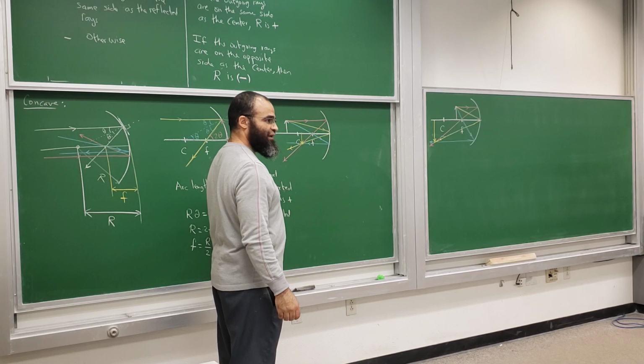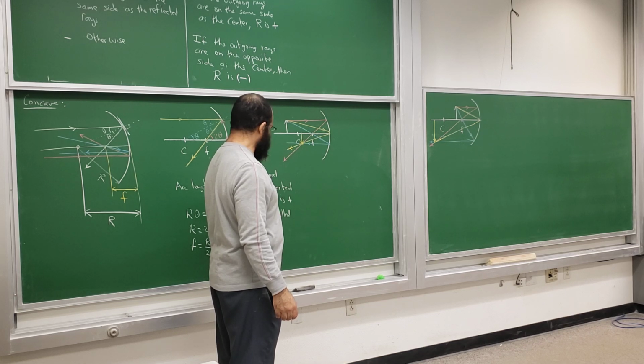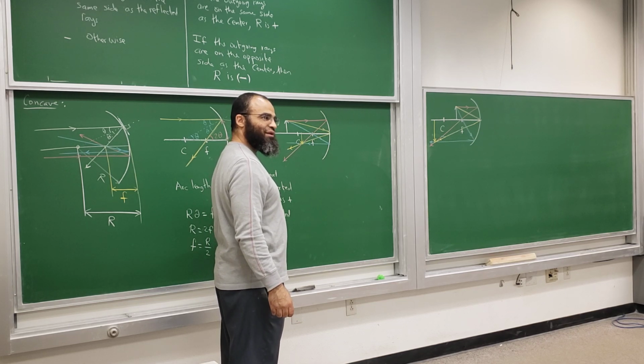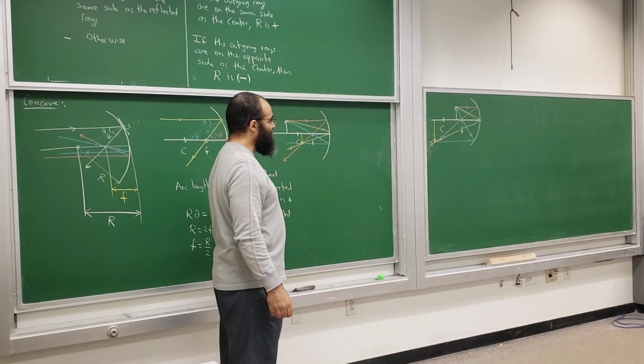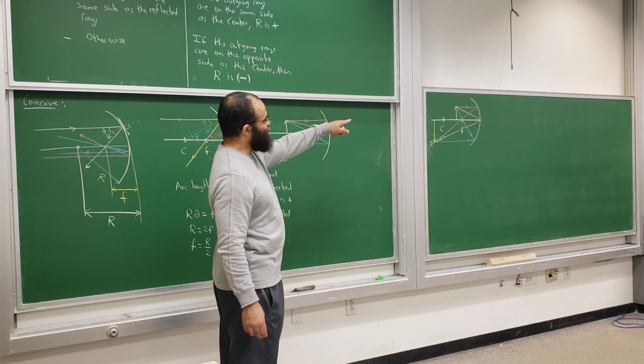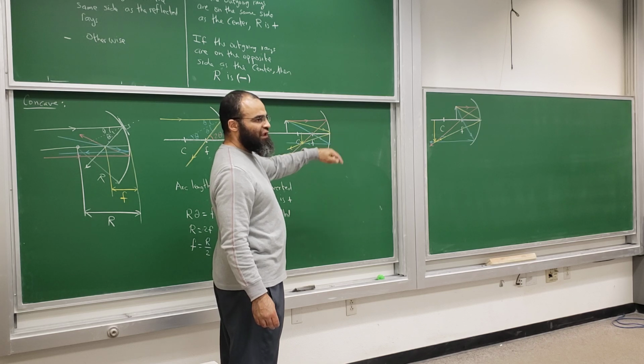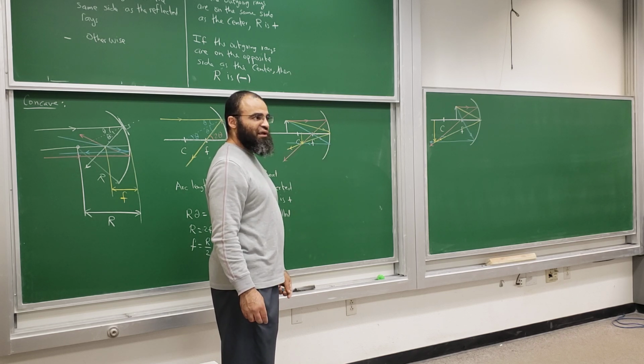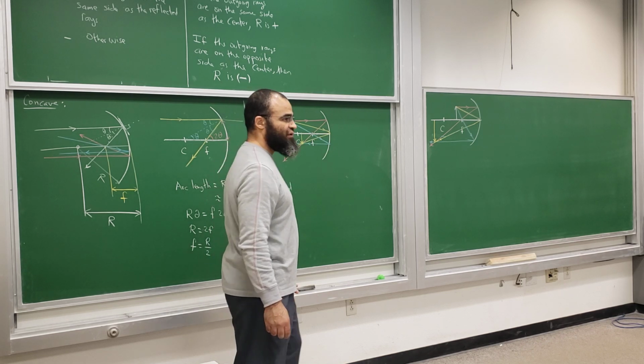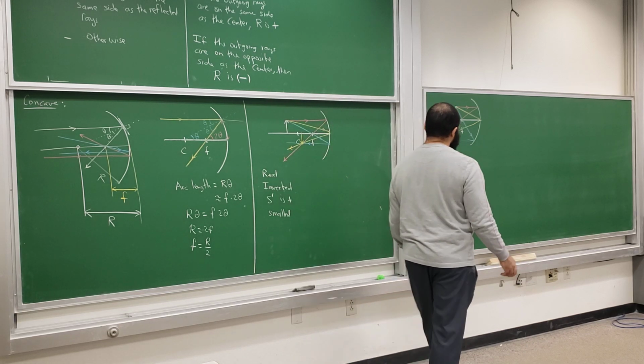S prime is positive? Yes. Smaller or larger? In this case, it's just larger. It's larger. And we'll see with the formula, if you put the object exactly at the center, you will get it to be the same size as the image.